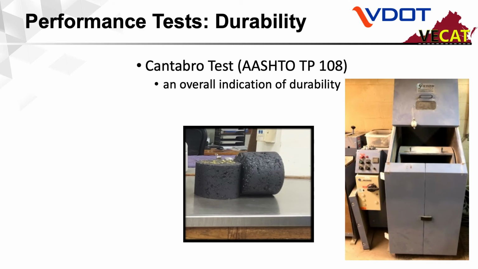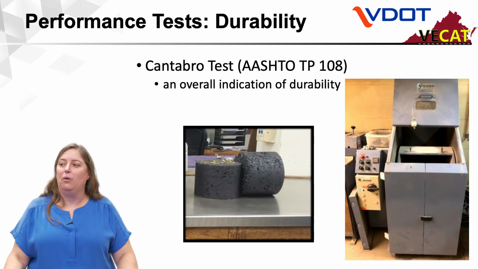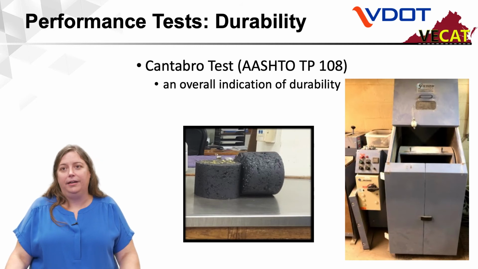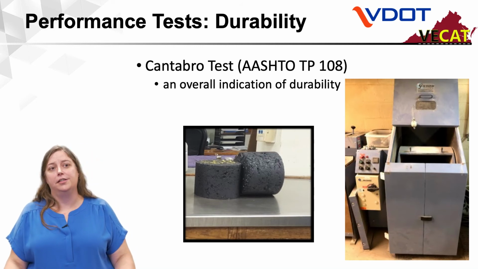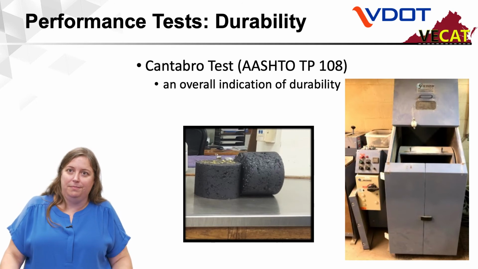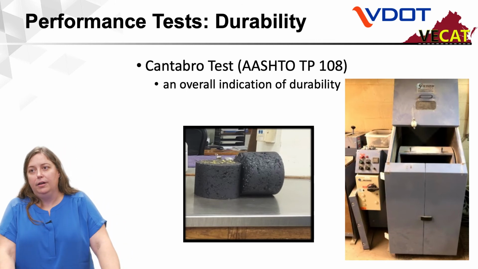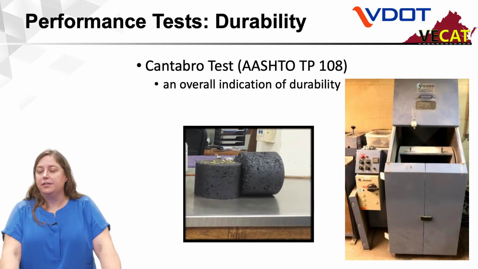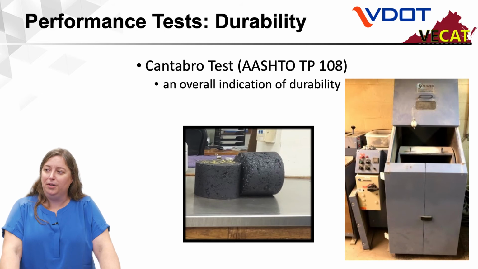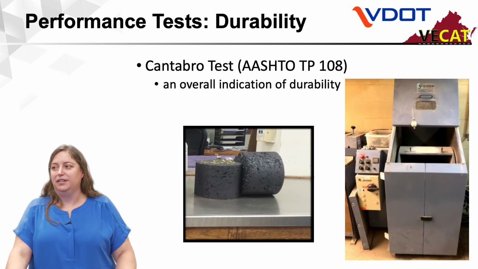Finally, durability. The Cantabro test indicates the overall durability of a mixture. It's kind of a vague relationship if you think about what durability means. But in this test, what we're measuring is how much does a pill deteriorate when it is tumbled in an LA abrasion machine with no charges. We're going to measure the mass loss by measuring pills before and after testing and determine how much loss there is. The nice thing about this test is that it is performed on your gyratory pills, so you're not required to be making extra pills. It's pretty effective and efficient.